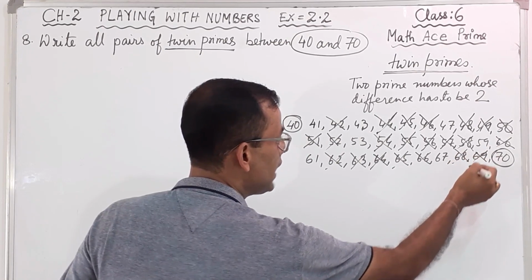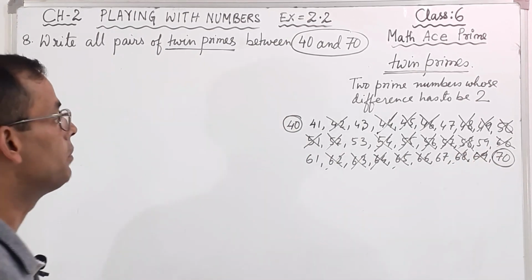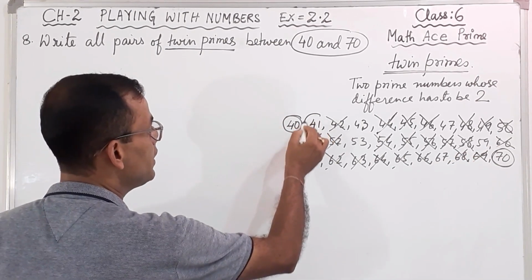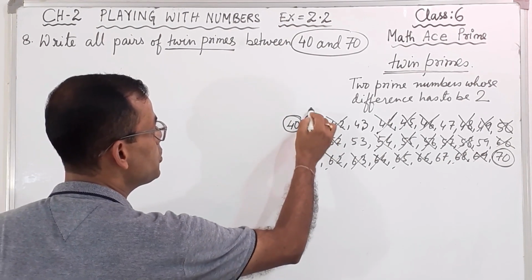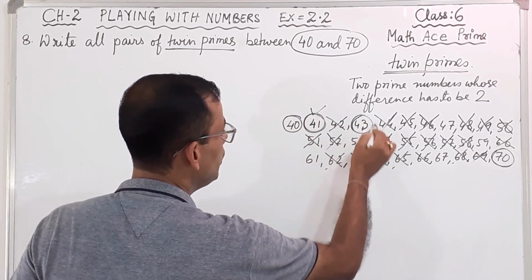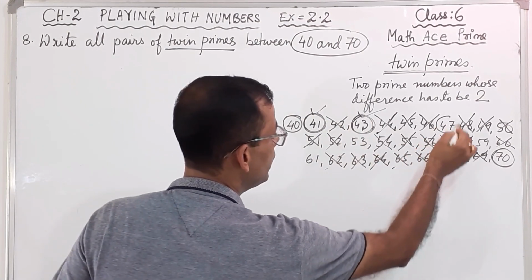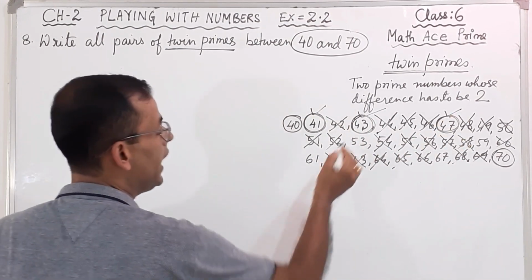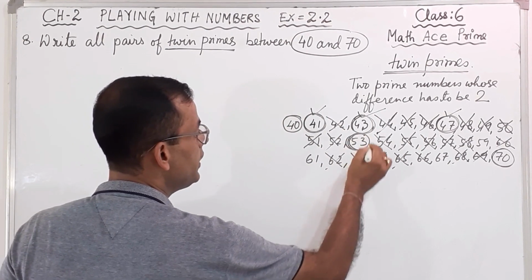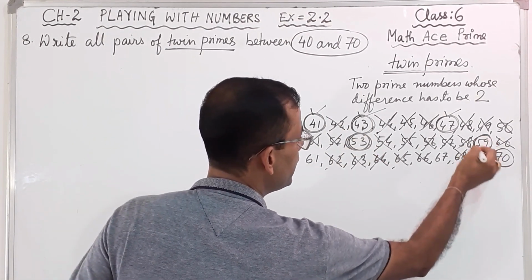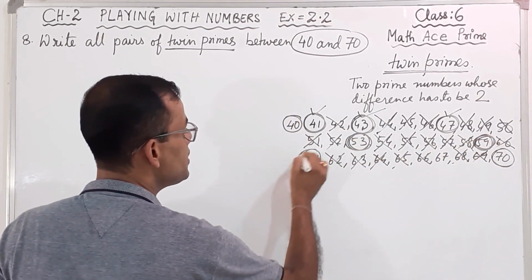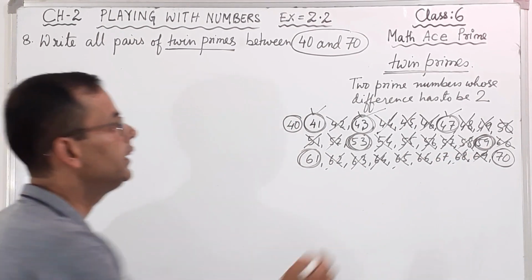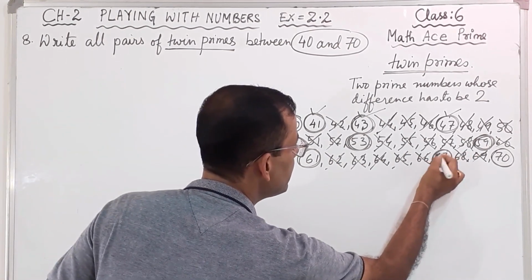68 no, 69 no. So which are the prime numbers? You can see nicely these are the prime numbers: 41, 43, 47, and here 53 and 59, and here 61, and here one more is there, 67.